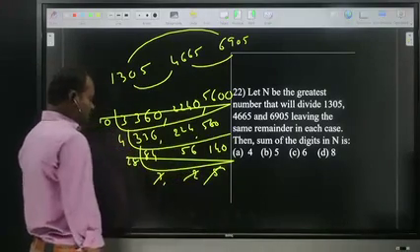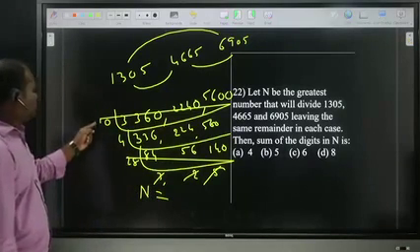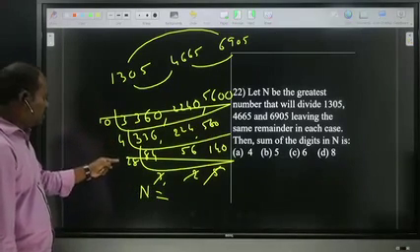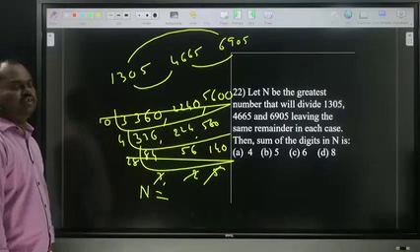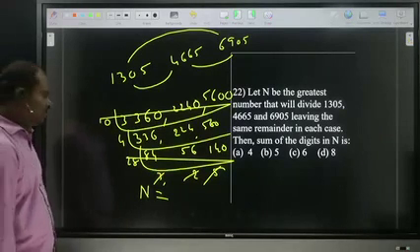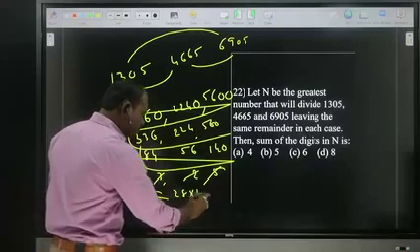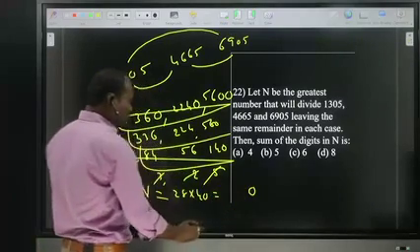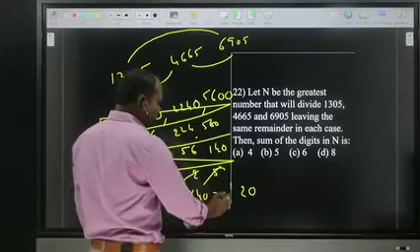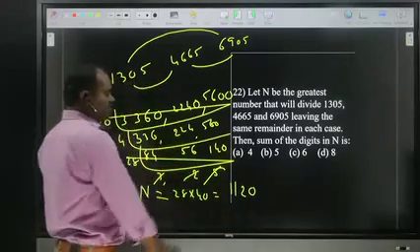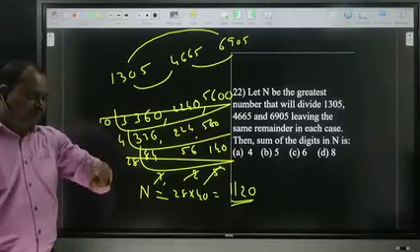So what is the number? The number is 10 into 4, 40, 40 into 28. 28 into 40: 0, 4 8s are 32, 3 4s are 12, 2 is 8, 11. The number is 1120. But the question is not asking for the number.